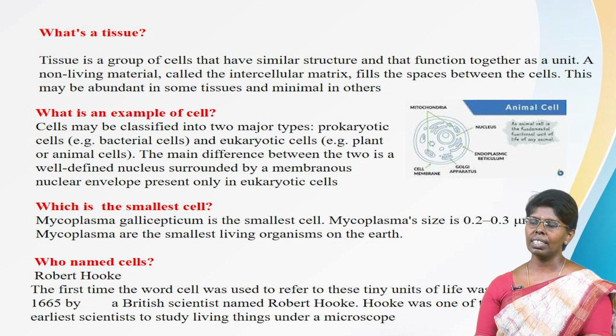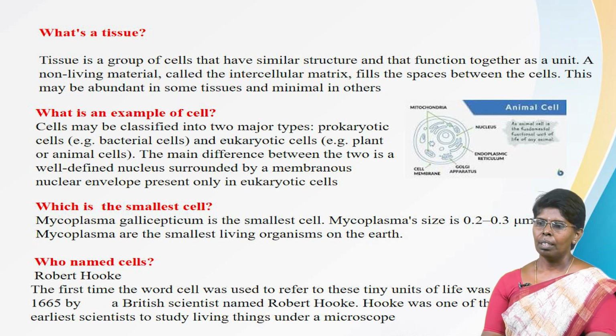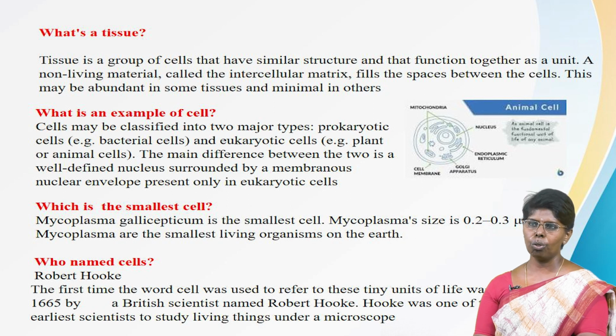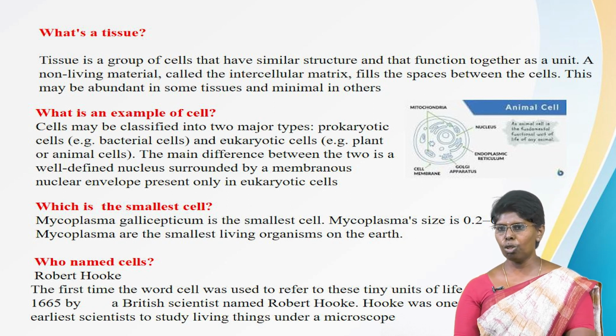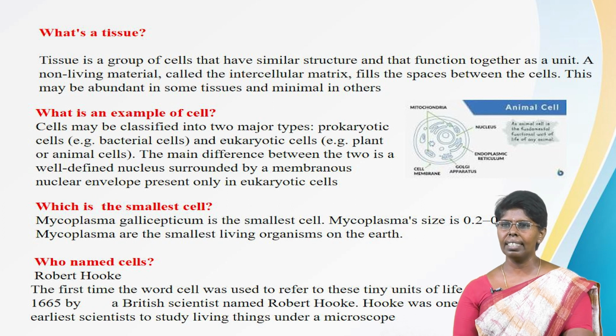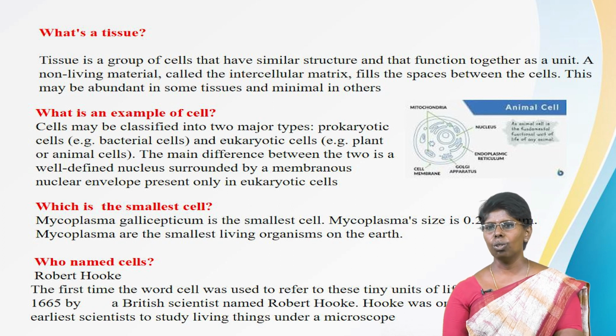As I already told, trillions of cells composed together form the human body. Tissues are also embedded in a non-living material, the intercellular matrix. So it is this combination together that is called a tissue.